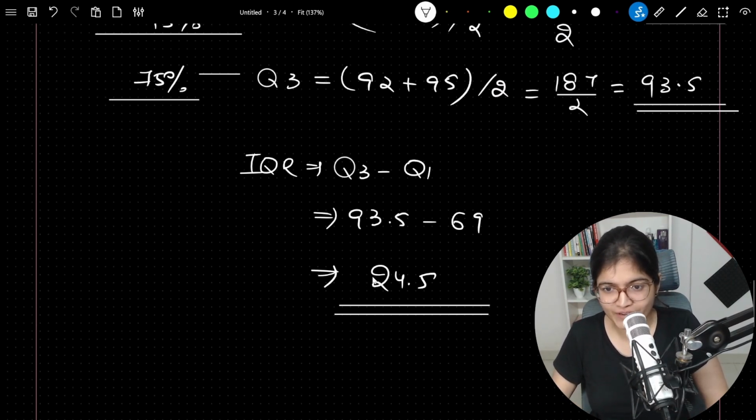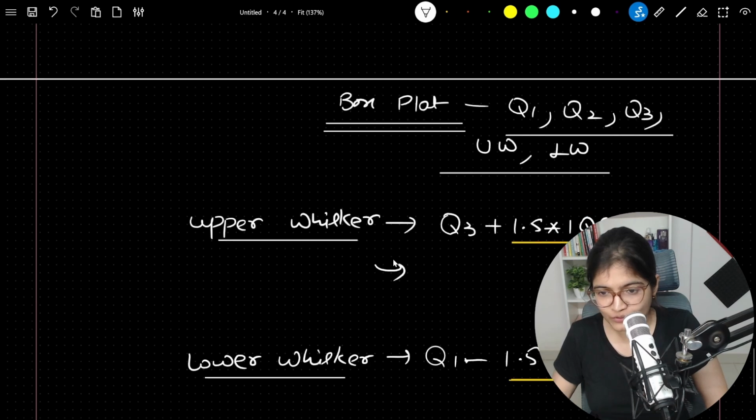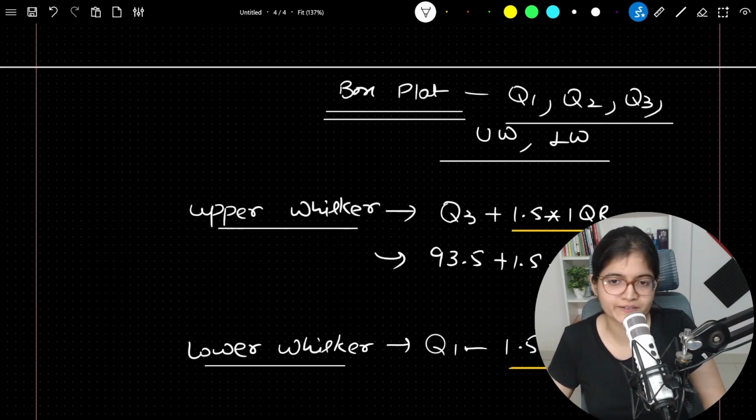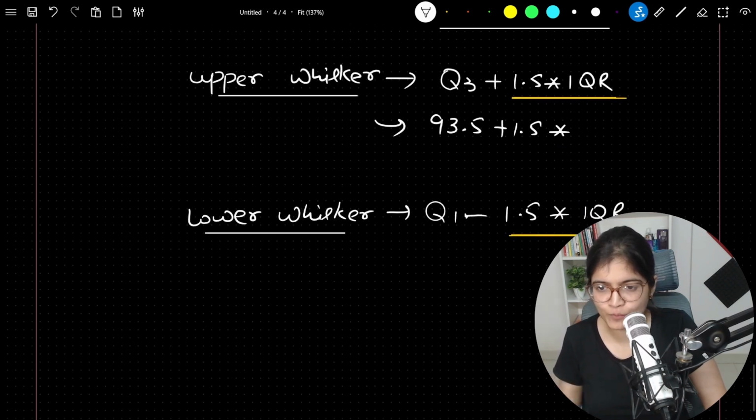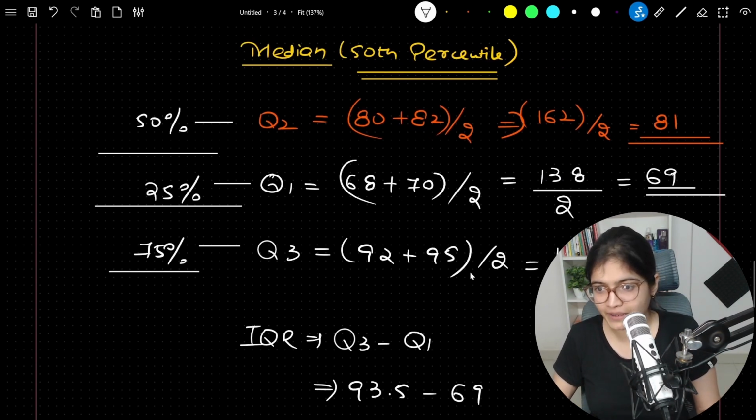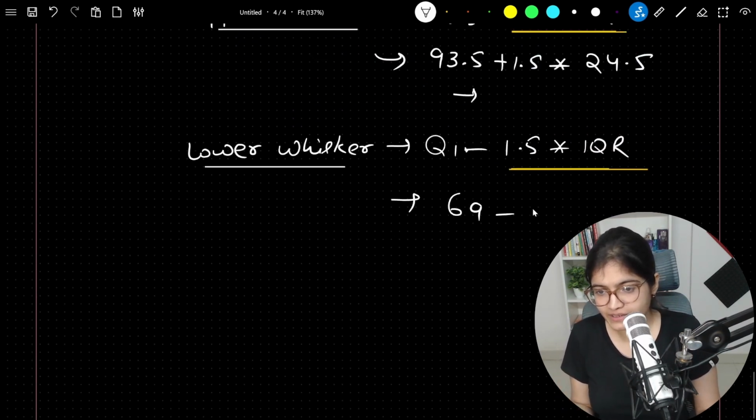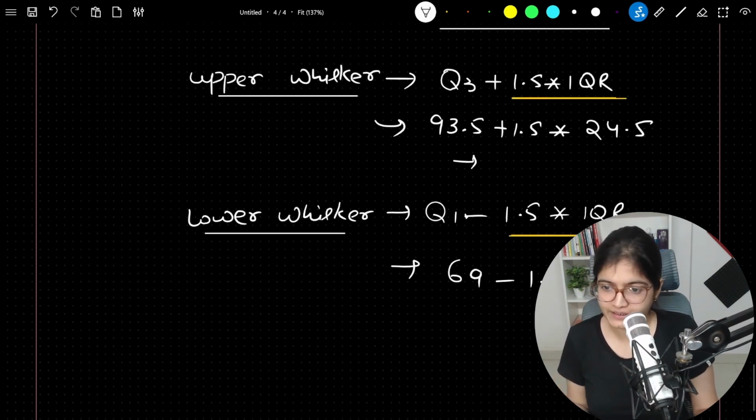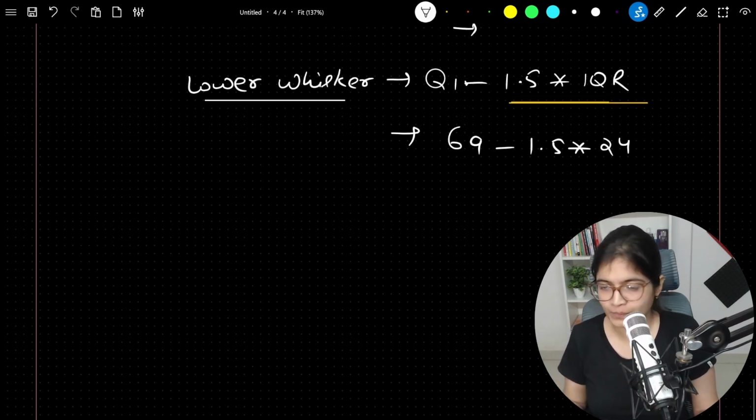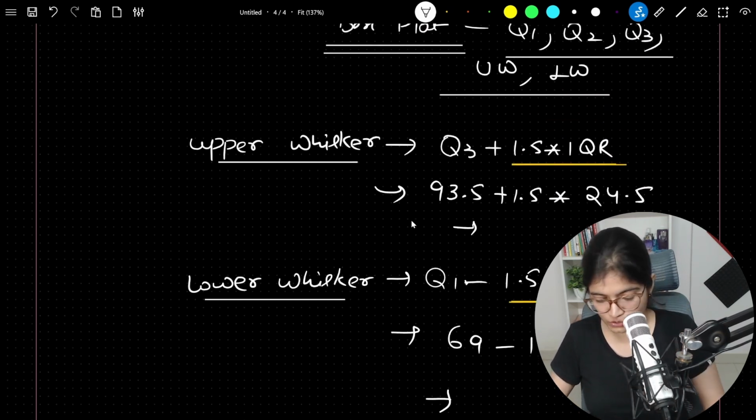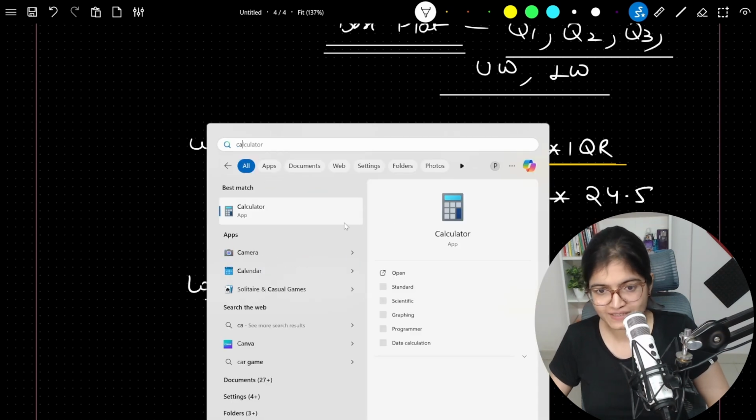So here we will be having the value of Q3 as 93.5, right? Plus 1.5 times of what is the value of IQR? It is 24.5 if I'm not wrong. Now we have to do this calculation. And what is the value of Q1? Q1 is nothing but 69 minus 1.5 times of what is the value of IQR? It is again 24.5. I hope now it is visible. So if you try to evaluate this, you will be able to get the number.